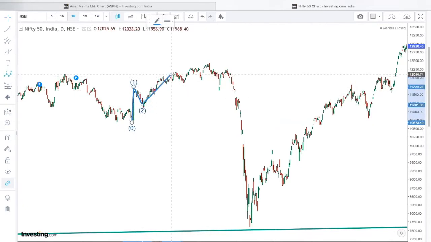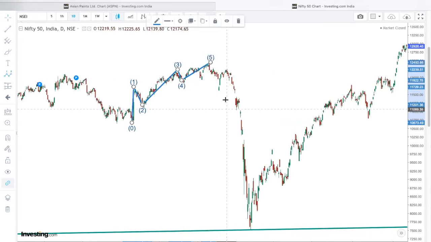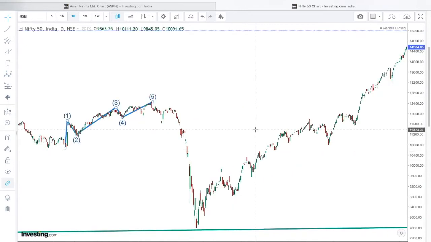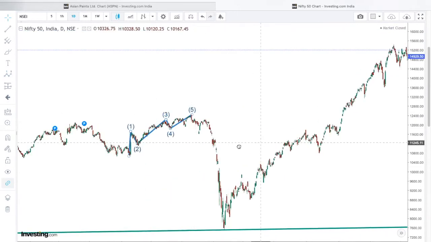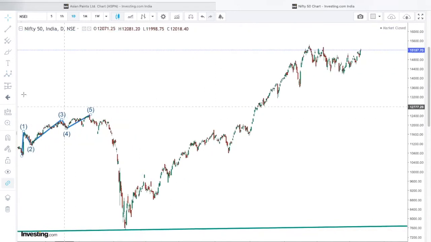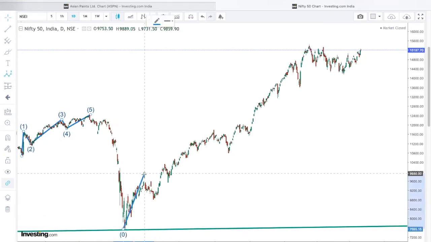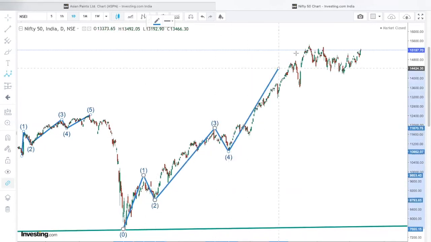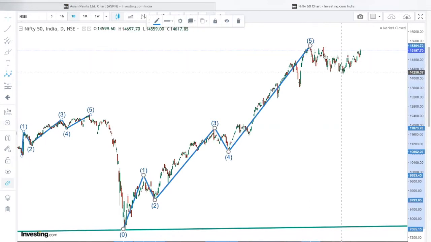Wave 1, wave 2, wave 3, wave 4, wave 5. After that, a big tsunami crash. After 5 waves, the market may crash heavily. So after wave 5, the market will crash. That's what Elliott has told. Elliott has told only simple things. After 5 waves, the market will reverse the trend. That's it. So as per that also, I'm just drawing here also wave 1, wave 2, wave 3, wave 4, wave 5. So it should crash, right?